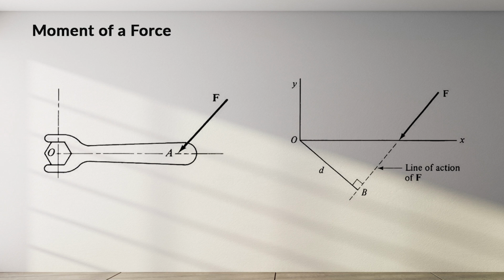Perpendicular distance from the line of action of F to point O is shown as BO. Let BO be equal to D. The moment of force F about O is equal to the product of F and D. The point O is the moment center, and the distance D is the arm of the force. A moment is also referred to as a torque. The two terms are sometimes used interchangeably.